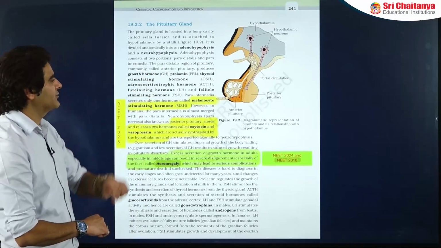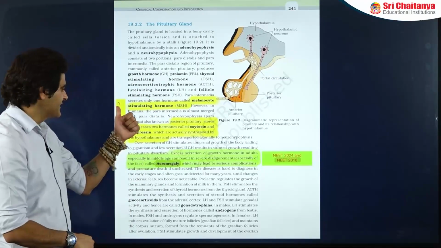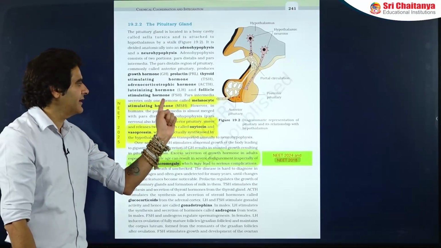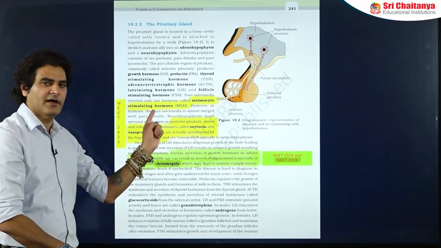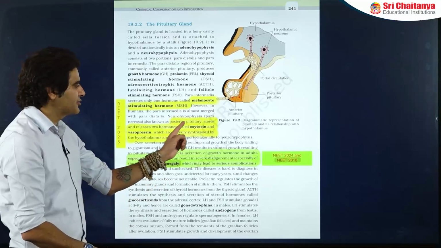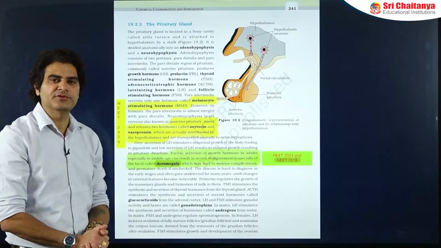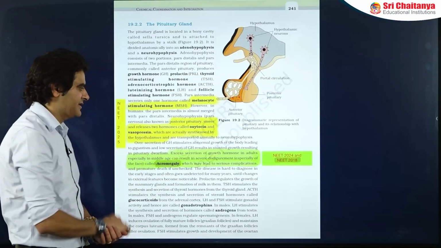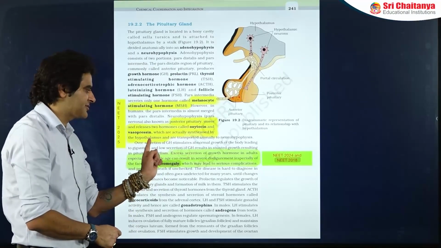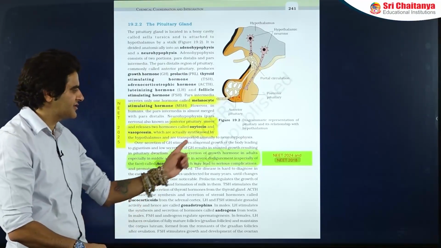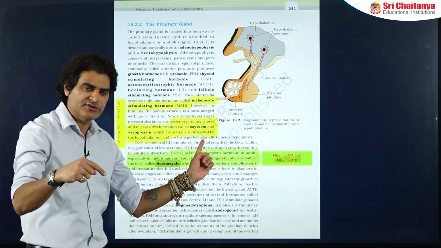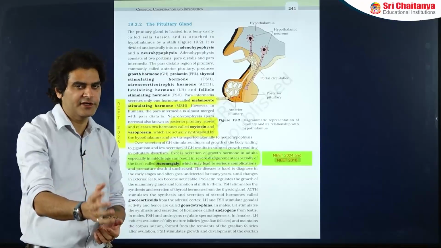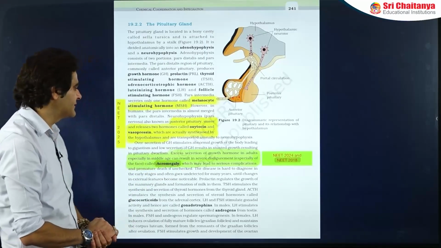If we look at important points related to the pituitary gland, in NEET 2025 we have discussed this question. MSH comes from the intermediate lobe of the pituitary, that is called pars intermedia. From the posterior pituitary, no hormones are produced, only two hormones are released in the blood. They are oxytocin and vasopressin, which are actually synthesized by the hypothalamus and are transported by the axons of the hypothalamic neurons into the posterior pituitary, from where they will be released in the blood.